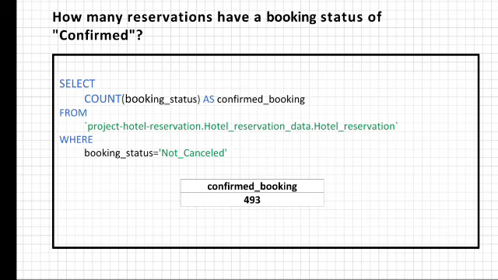When coming to the booking status, initially there were 700 reservations, but later the confirmed bookings were 493. Around 20% of the reservations were cancelled.